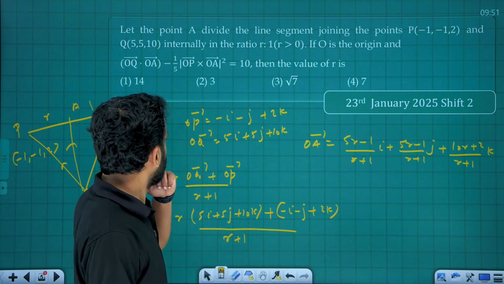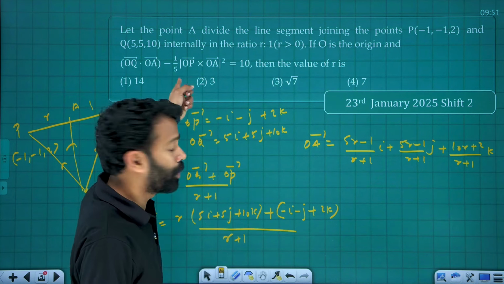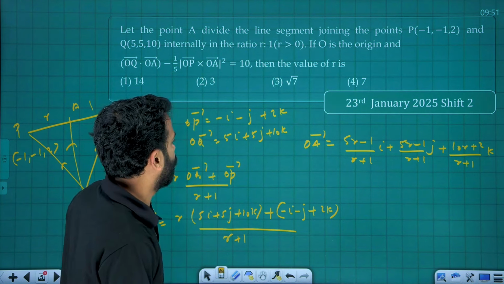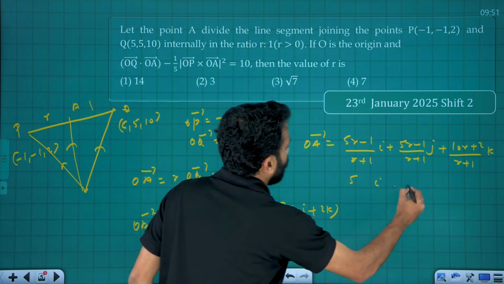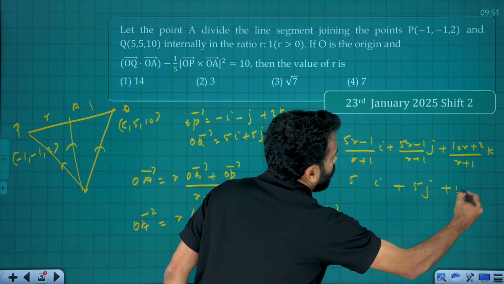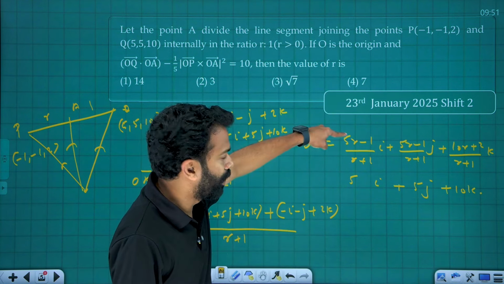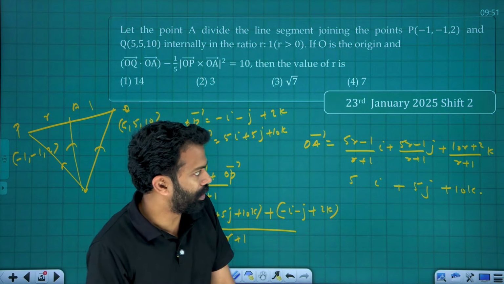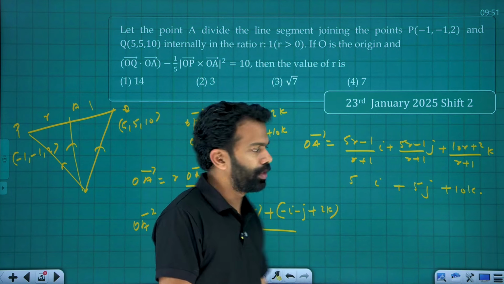I hope it's clear. Now we need to find the dot product of vector OQ with OA and the cross product of vector OP with OA. So vector OQ dot OA first. And what is vector OQ? OQ is equal to 5i plus 5j plus 10k. If you dot it, you will get 5 into (5r minus 1) divided by (r plus 1) plus 5 into (5r minus 1) divided by (r plus 1) plus 10 into (10r plus 2) divided by (r plus 1). That's what you will get.